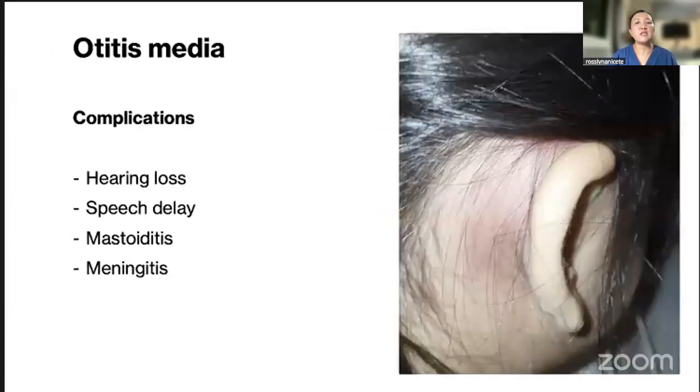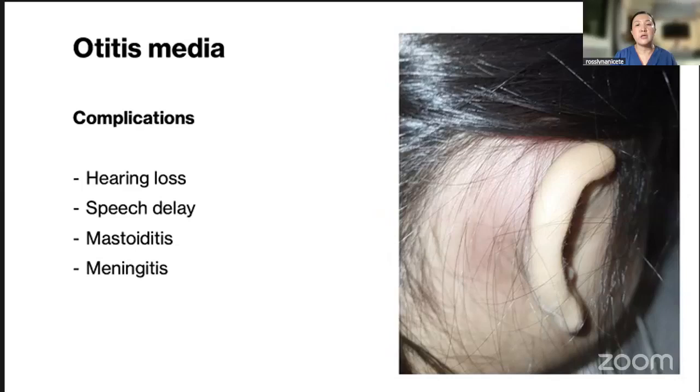Okay, so if otitis media is left untreated, possible complications include hearing loss, and if you can't hear well, especially for younger children, those below 2 years of age, because they're still learning how to speak, they may end up with speech delay. Other less common complications of otitis media include mastoiditis, which is an infection at the bony section behind the ear. And another less common complication is meningitis, which is an infection that spreads to the membrane around the brain.